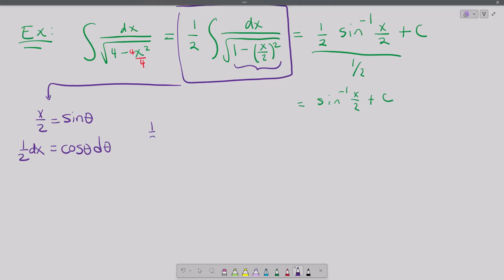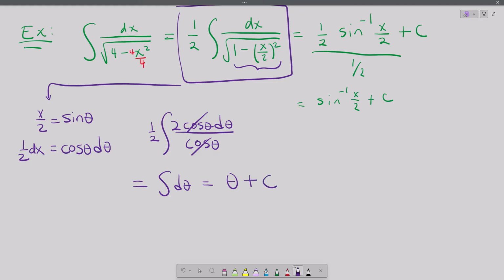So we will end up with 1/2 dx. The numerator is 2 cosine theta d theta. The denominator, 1 minus sine squared, which is cosine squared. The square root of cosine squared is cosine. Those cancel. You end up with the 2's canceling, and you end up with d theta. The integral of d theta is theta. And how do you get theta? You solve this original substitution step for theta, so we get inverse sine of x over 2.